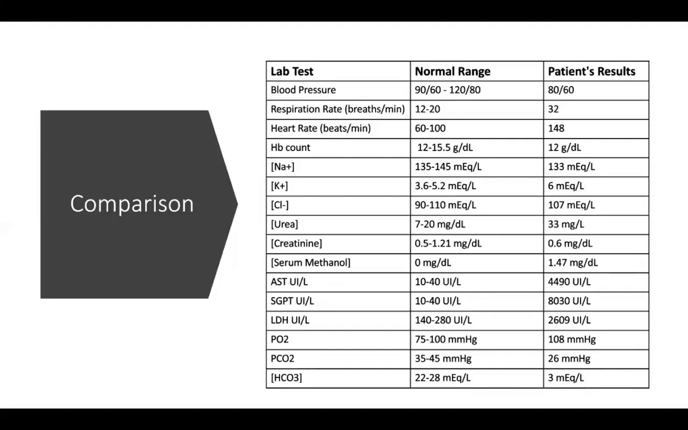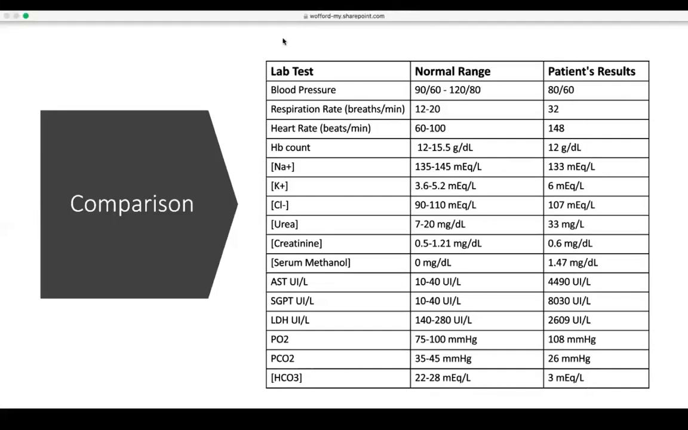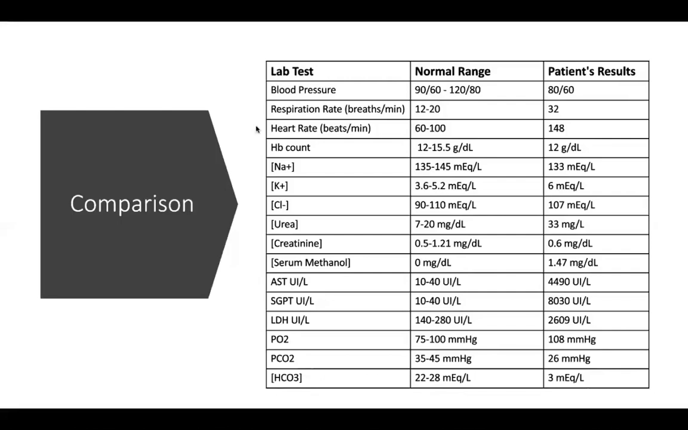Upon evaluation, glucose and creatinine concentrations were normal, but urea had a slightly elevated concentration of 33 milligrams per deciliter. Furthermore, toxicology indicated a serum methanol concentration of 1.47 milligrams per deciliter. So how would you expect the patient's low bicarbonate concentrations to affect the pH of the blood, which is slightly lower than it should be?